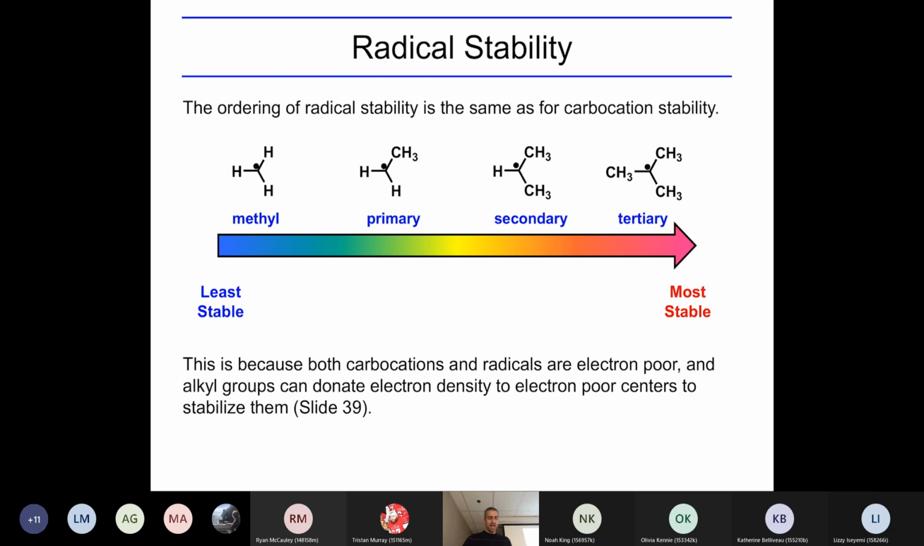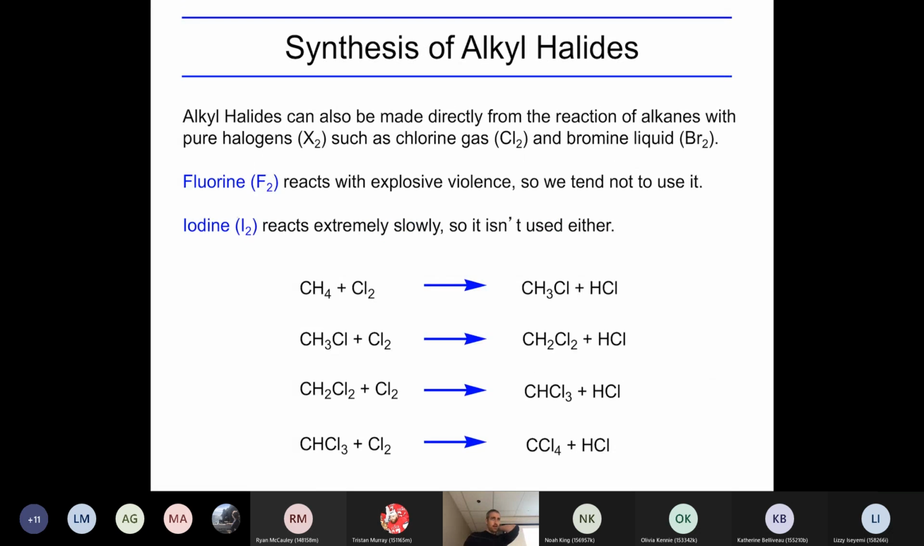But unlike carbocations, you can have primary radicals and you can have methyl radicals. For carbocations, we just said those were off the table. Okay, so yeah, they are electron poor. So what are some reactions that we can do with free radicals?